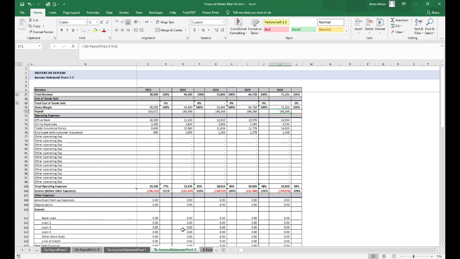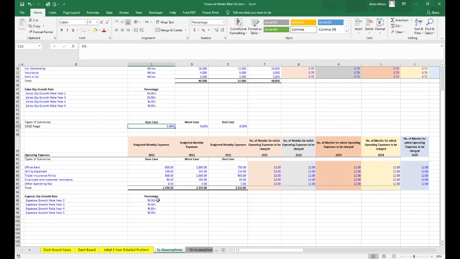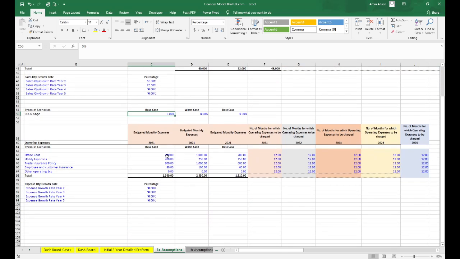So the next item in this model is office rent. 10,200 is the office rent. Let me show you from where you can change this office rent. Here you have to enter the monthly office rent.